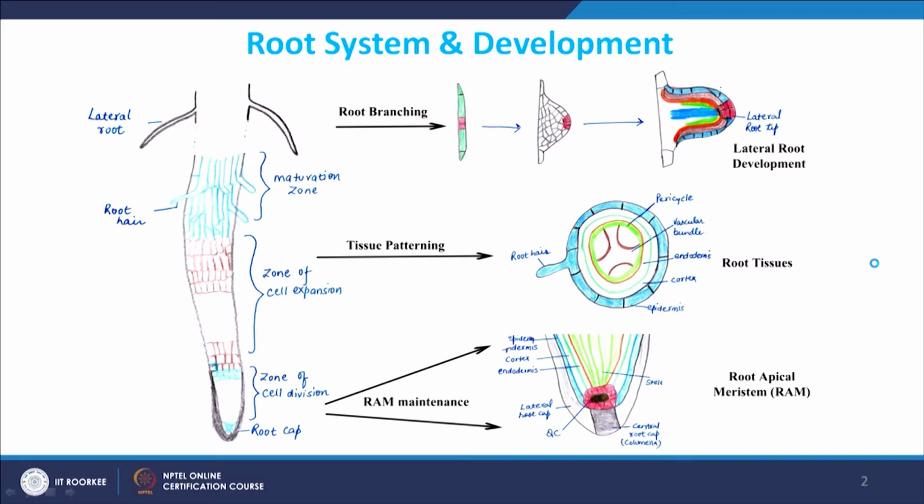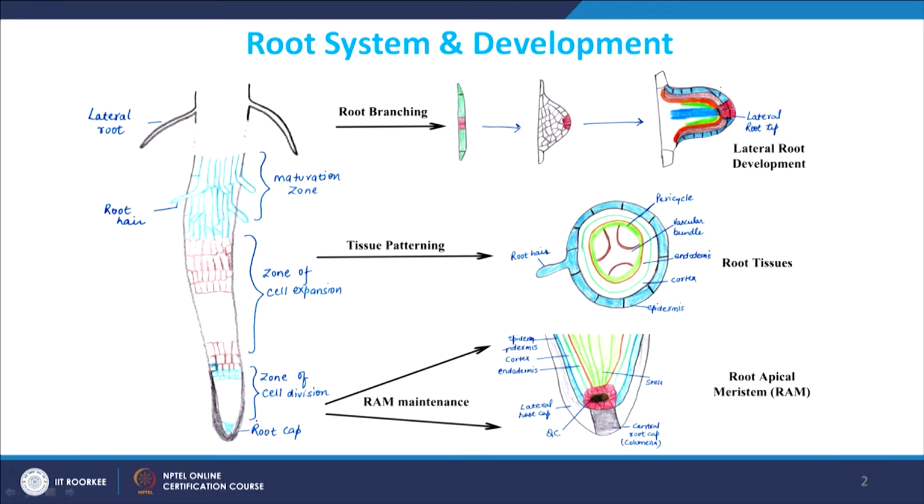So in last class we started studying root development, so we will continue that. This slide you would have already seen in the previous lectures. This is just to remind that there are three major steps which take place during the process of root development: the root apical meristem, tissue patterning, and root branching, which is basically lateral root development.